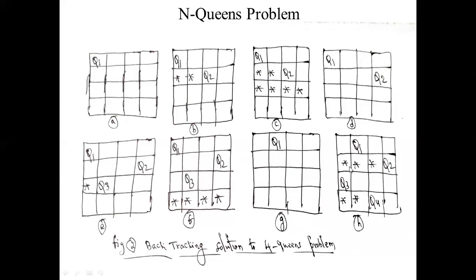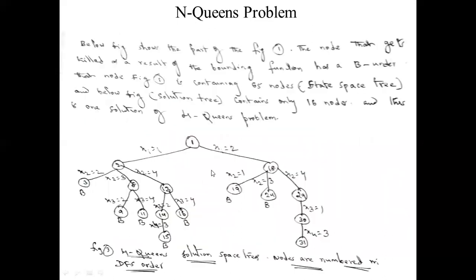Now try to place the second queen. Here not possible. Both are in the same diagonal. Here both are in the same column. Here both are in the same diagonal. Then only the fourth column is possible. I have shown that only the fourth column is possible: if you place the first queen at the second column, the second should be placed at the fourth column. Okay?